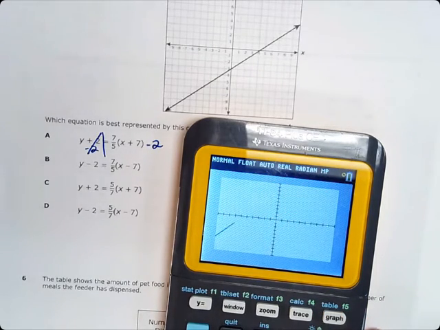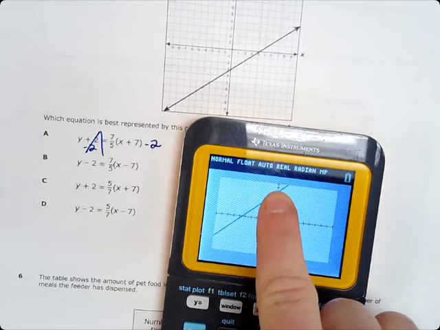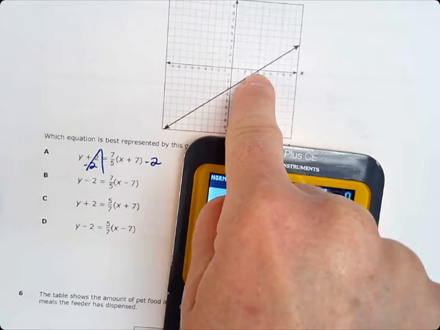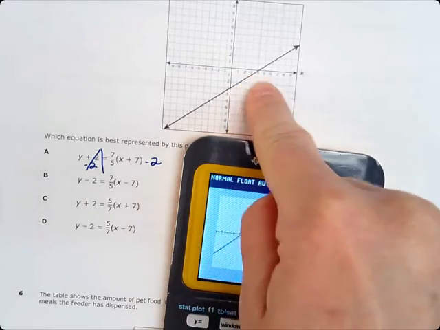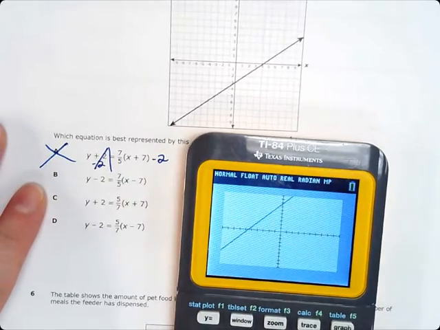Hit graph. Does that look right? No. What's wrong with it? It's too high up. The y-intercept is wrong. What should the y-intercept be? Negative 3. And what should the x-intercept be? 4. Not it.